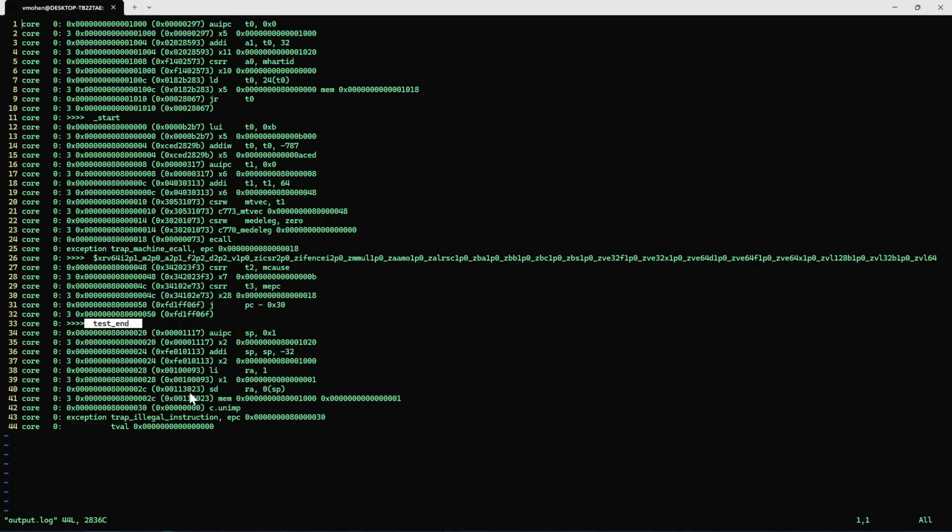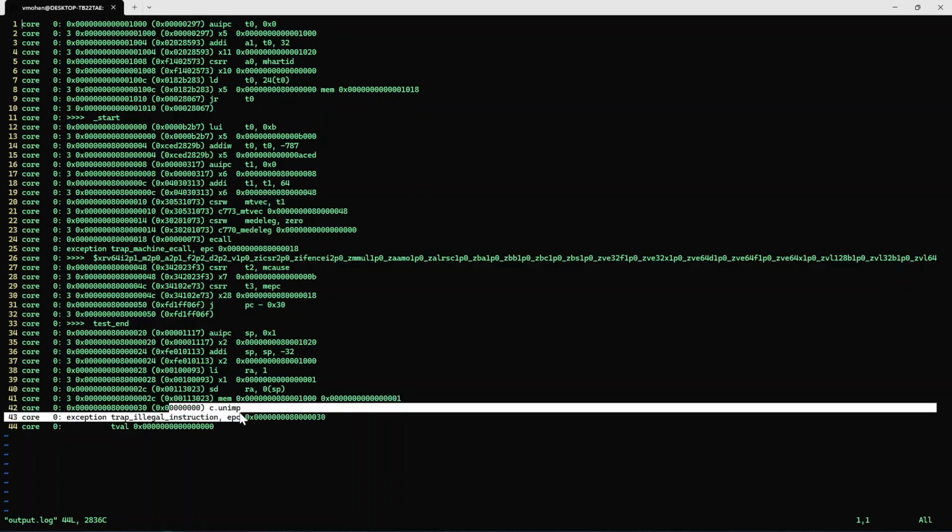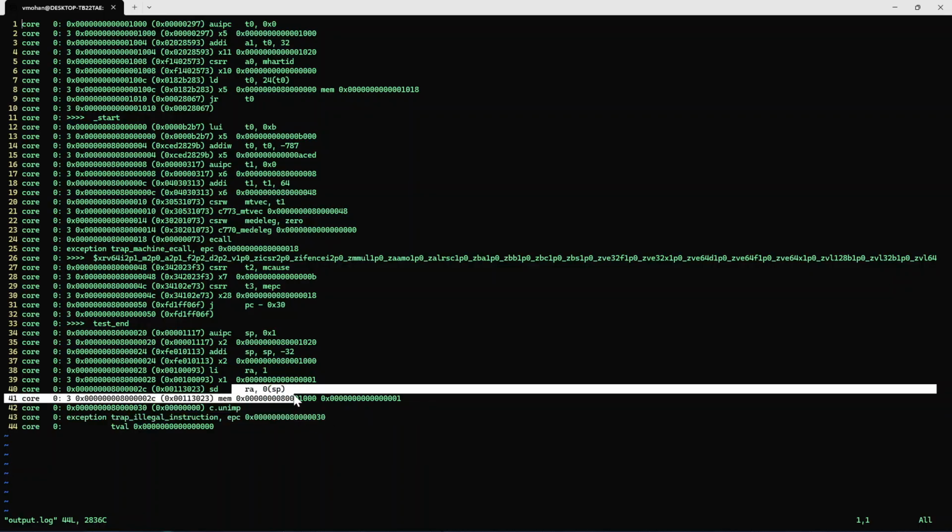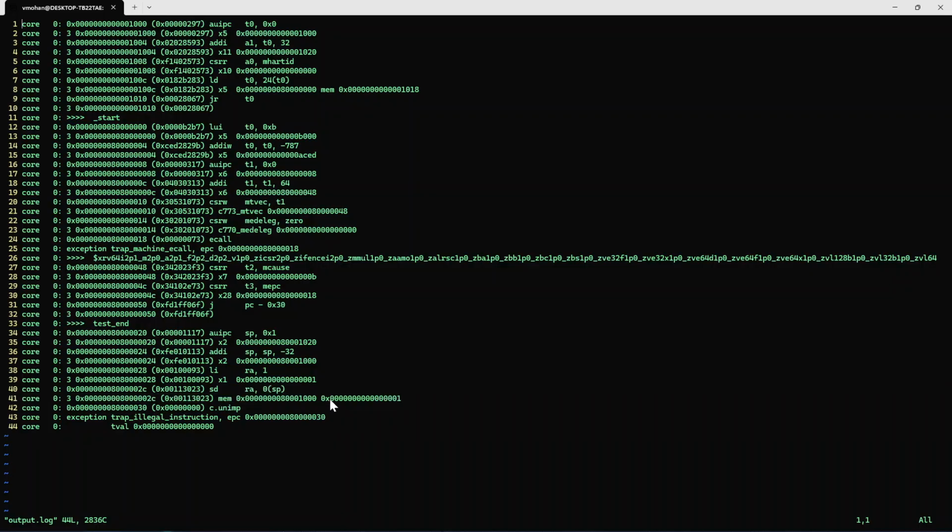In the test end, there is a write of 1 to the tohost memory location. This is used to signal to Spike that the test has completed successfully. Following the write is the illegal instruction that we added to the source, which forces the evaluation of the tohost memory location. At this point, when Spike evaluates the tohost memory location and sees the test completion code, it terminates the test.